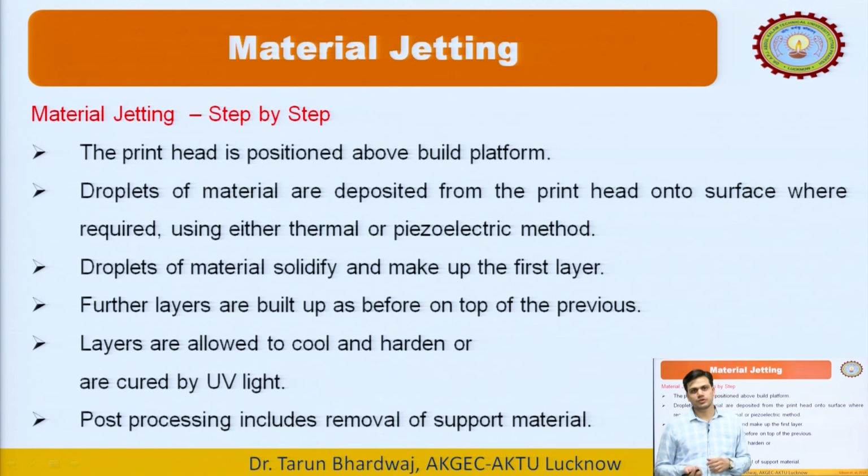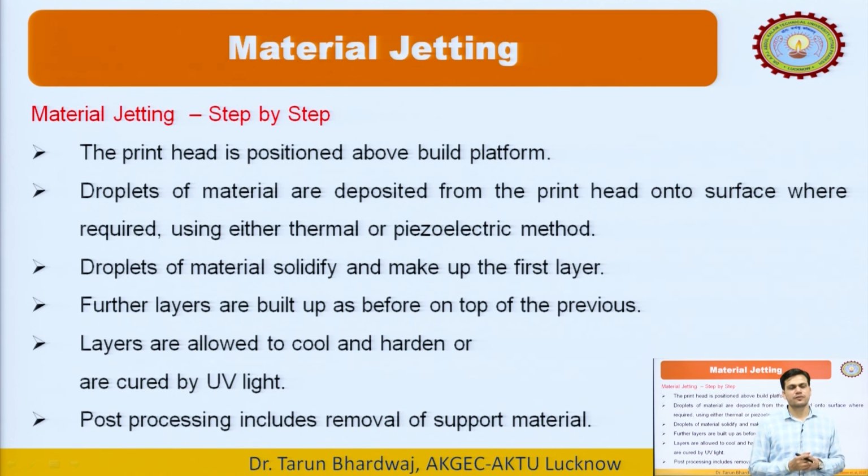That print head is positioned over the build platform, droplets of the material deposit from the print head onto the surface, and the droplets of material basically solidify and make up the first layer. Then further layers are built up as before on the top of the previous, and the layers are allowed to cool and harden by the UV lights. Post processing includes removal of the support material. So this is basically the whole process of material jetting.